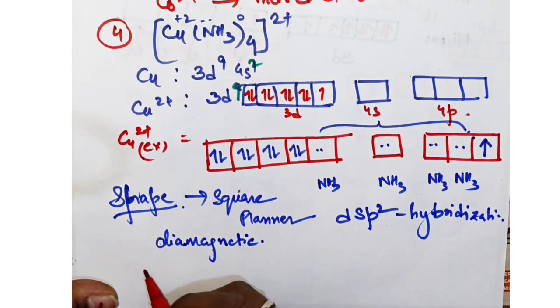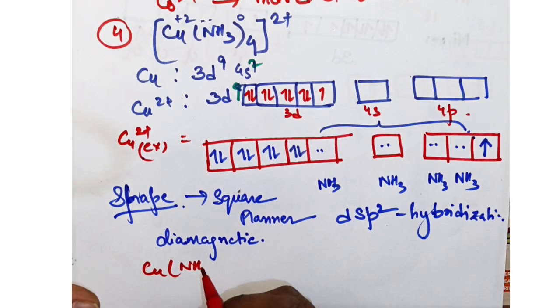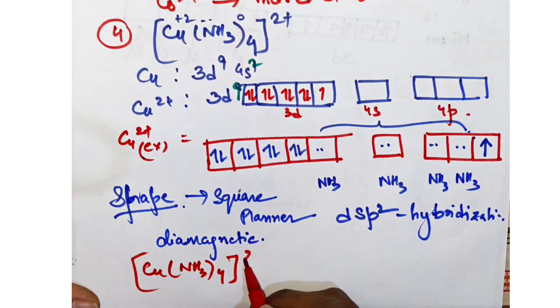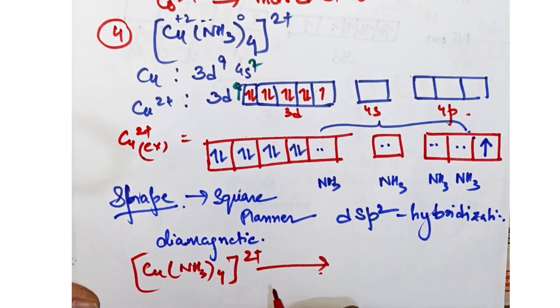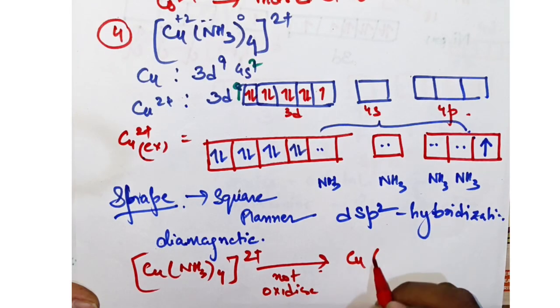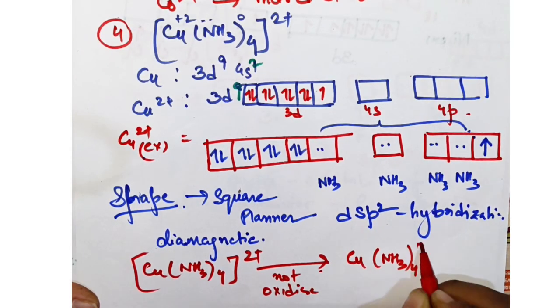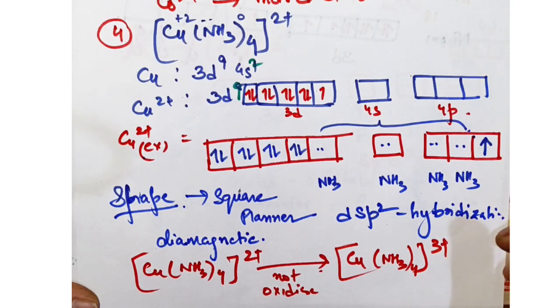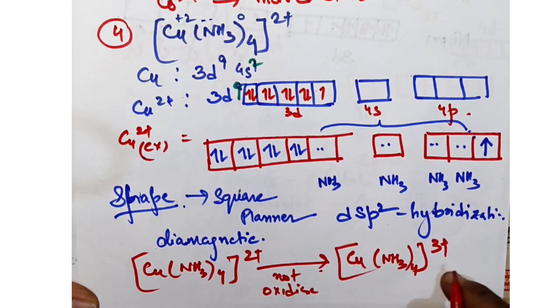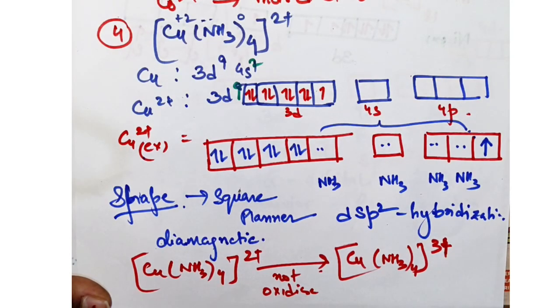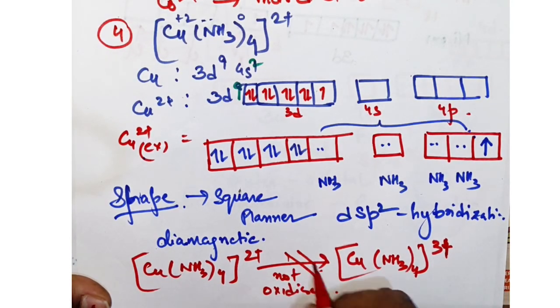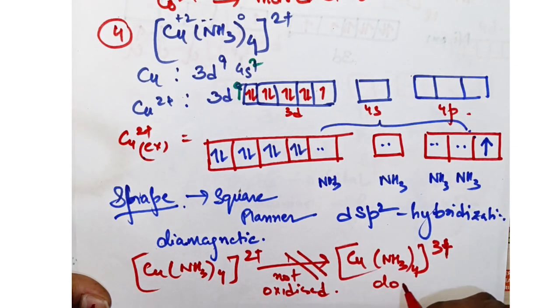And also see here, this copper NH3 whole 4 2 plus is not oxidized to Cu NH3 whole 4 3 plus. To remove this electron, if I remove this electron, this copper does not ever form 3 plus. Why? It will never form 3 plus. So this is a demerit which cannot be explained by valence bond theory, because this does not exist.